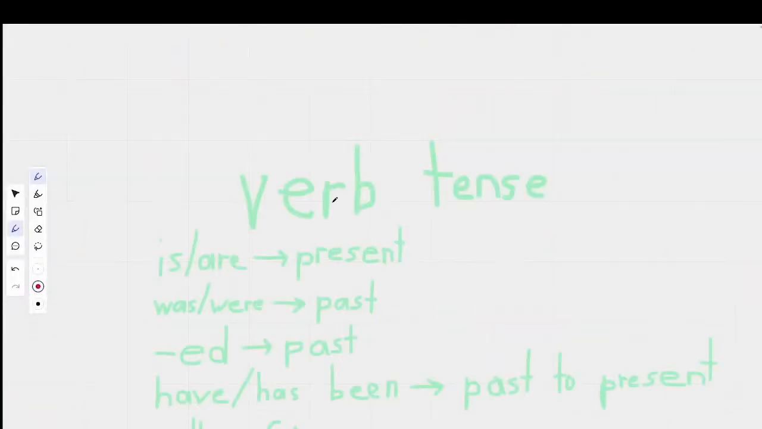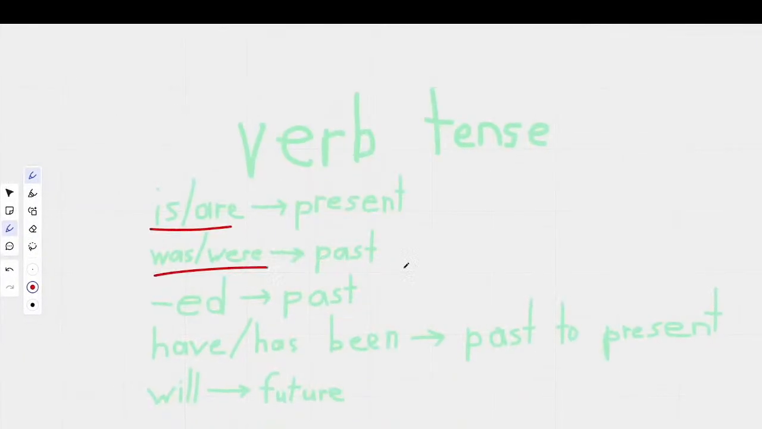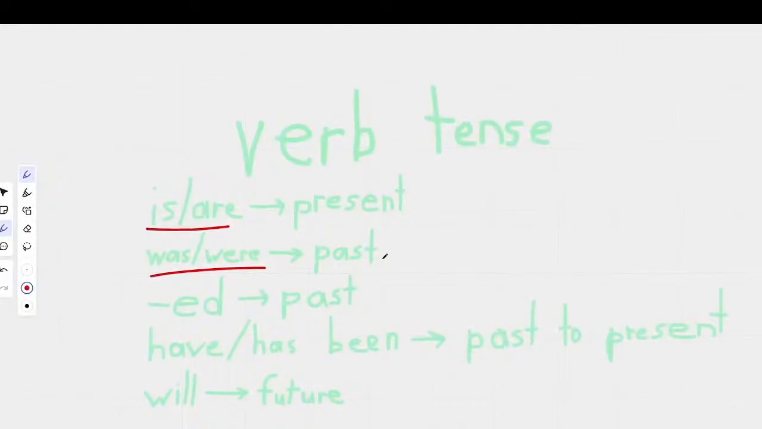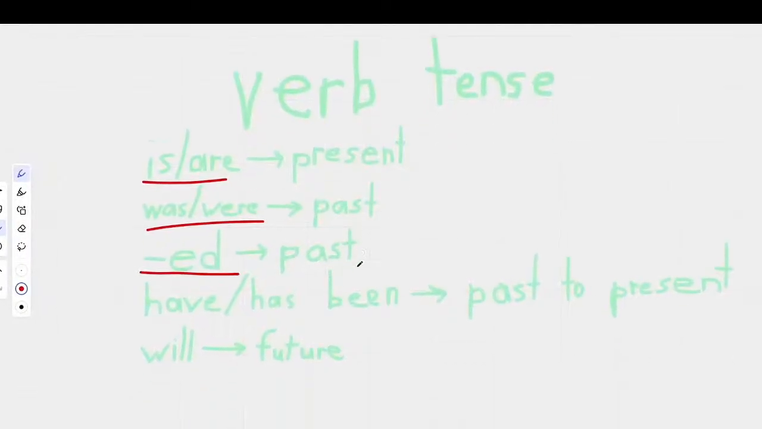The final thing: be familiar with verb tense. "Is" and "are" are present tense, so that means the verb is happening right now. "He is doing work" means he's doing work right now. "Was" and "were" mean past. "He was smart" implies he's not smart anymore. "-ed" also means past. "He gained experience" means that he gained experience in the past.